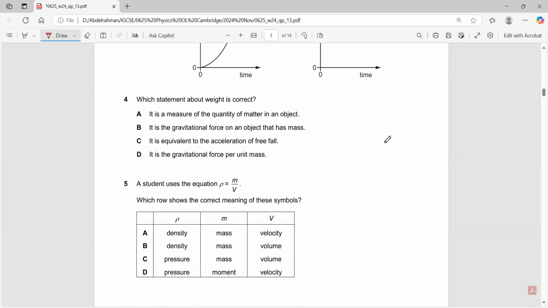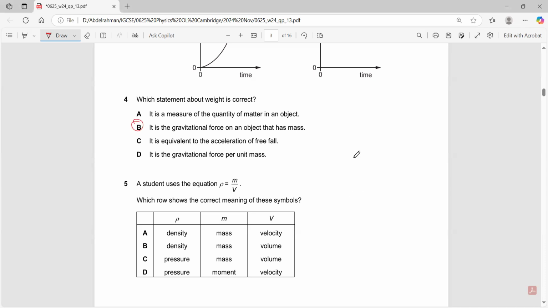Which statement about weight is correct? It is a measure of the quantity of matter. Is it the gravitational force on an object that has mass? Yes, it is the gravitational force on an object that has mass.